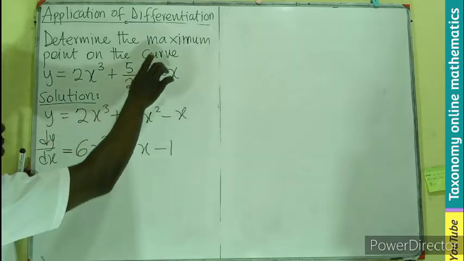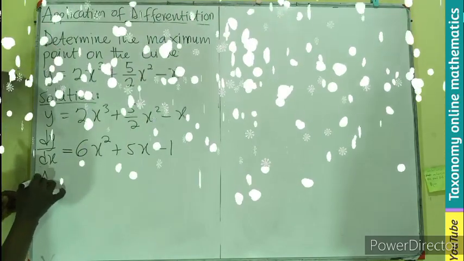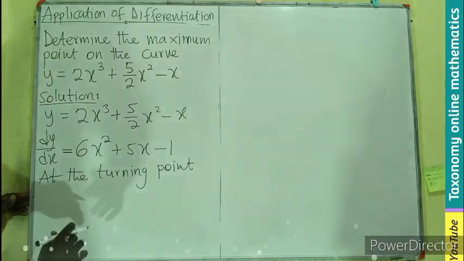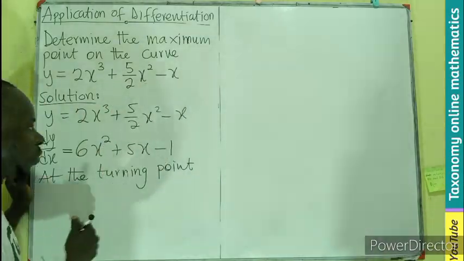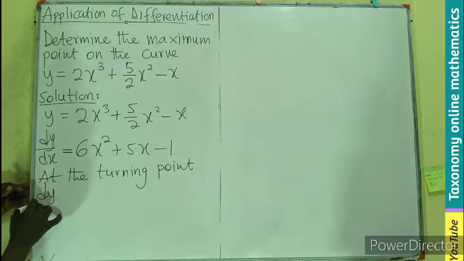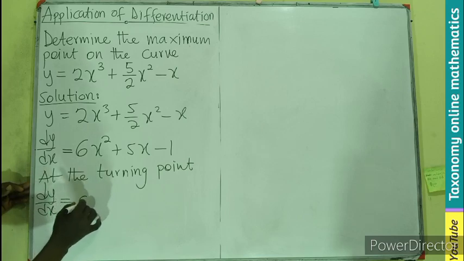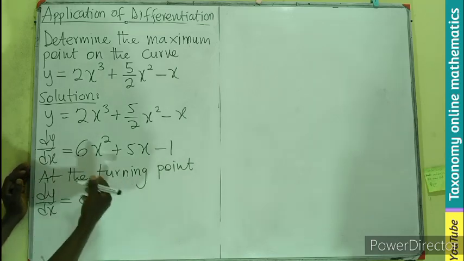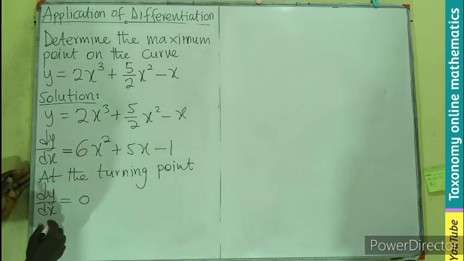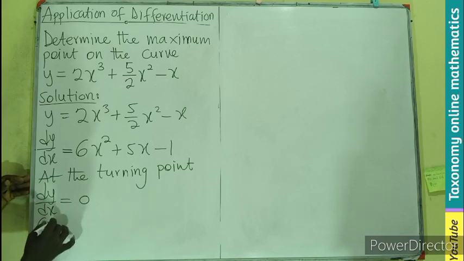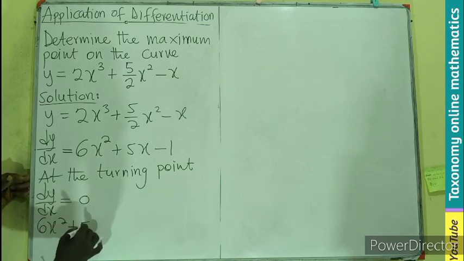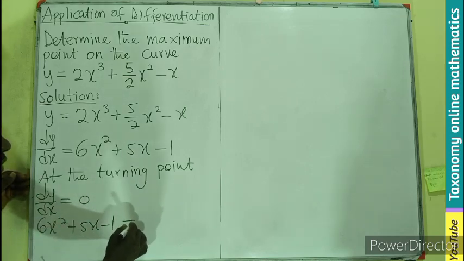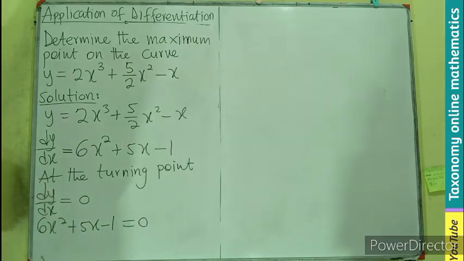So now we are looking for the maximum. At the turning point, where the curve is turning, dy/dx will be equal to 0, so that we can find the values of the independent variable. If that's the case, it means 6x squared plus 5x minus 1 should be equal to 0. And this becomes a quadratic equation.